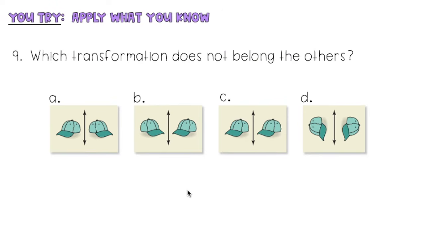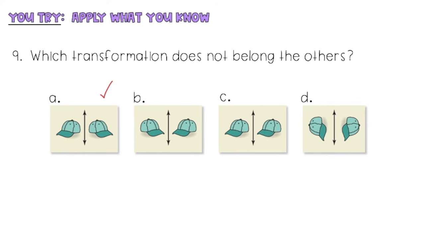Let's apply what we know. Looking at these options, which transformation does not belong with the others? So option A, I notice that I have my two hats and it is actually flipped over my vertical line. They're facing opposite directions. So this is an example of a reflection.